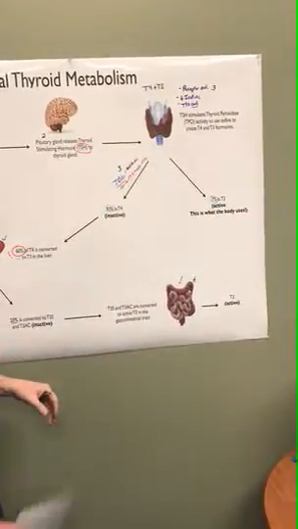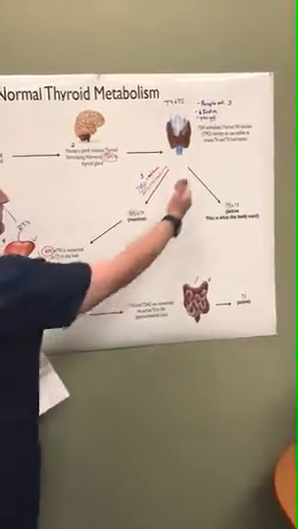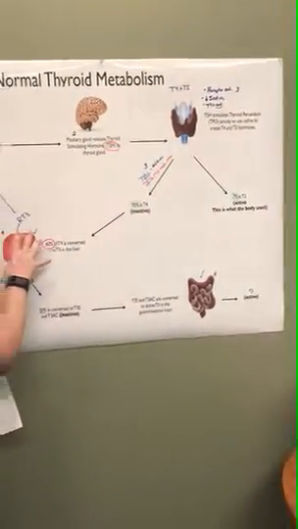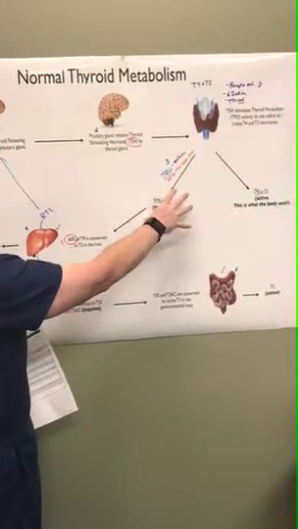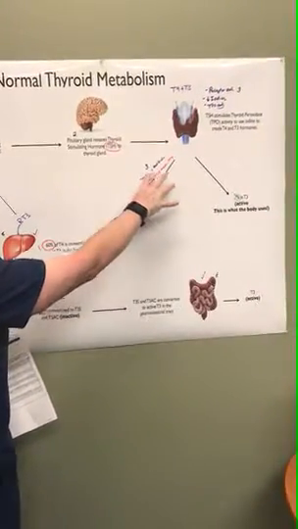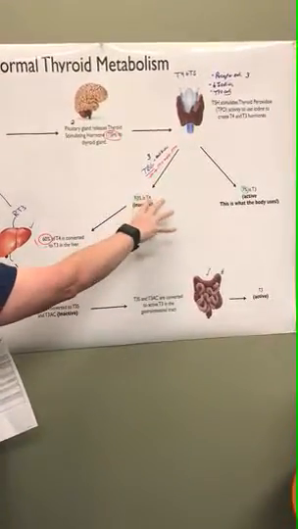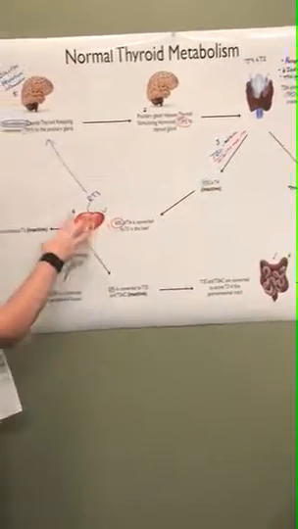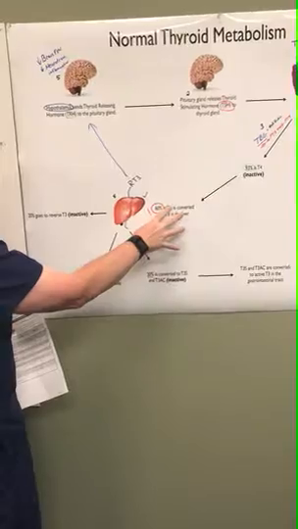T4 is the inactive form. The next step is that the remaining 93% has to get down to the liver, and it does that by going on a protein transport called thyroid binding globulin. So at this point, it's still inactive. 93% goes down to the liver. In the liver, 60% of that is converted from T4 to T3.